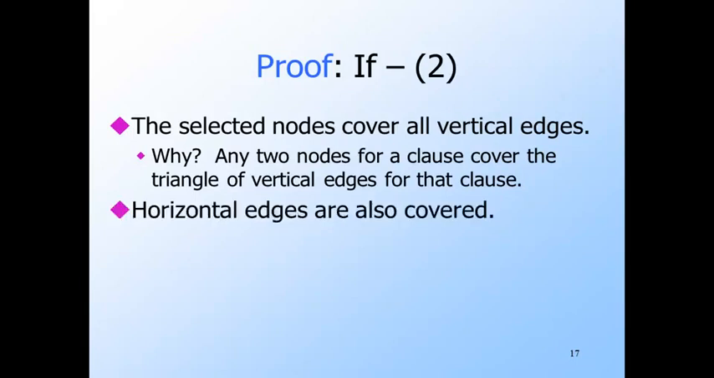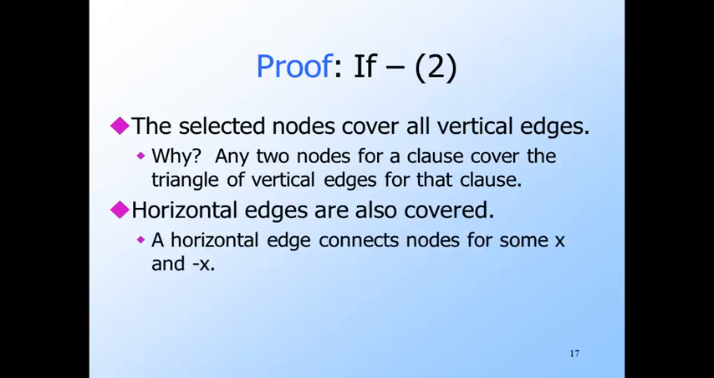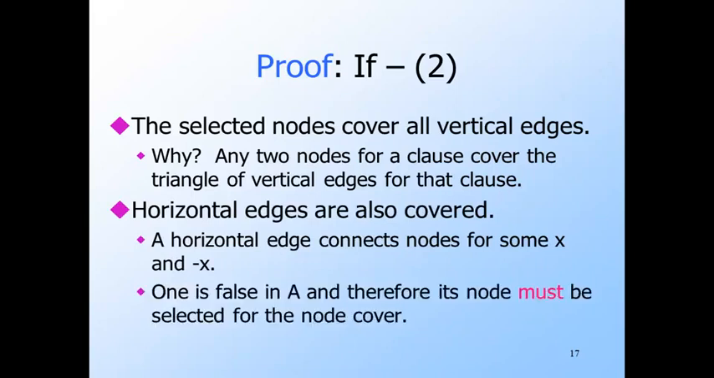And how about the horizontal edges? Each horizontal edge has ends corresponding to literals x and not x for some propositional variable x. The truth assignment A has to make either x or not x false. Whichever is false could not have been selected as the literal that makes its clause true. Therefore, it is surely selected for the node cover. That means every horizontal edge is covered, and the k selected nodes do indeed form a node cover.